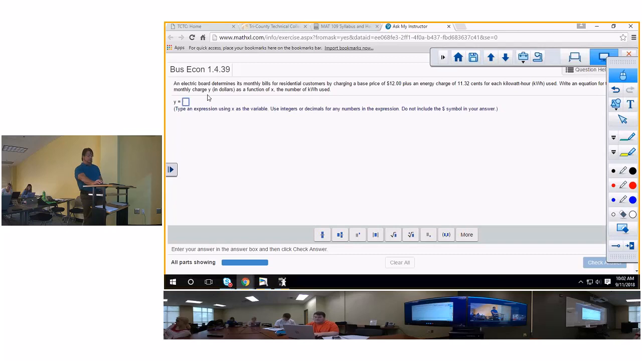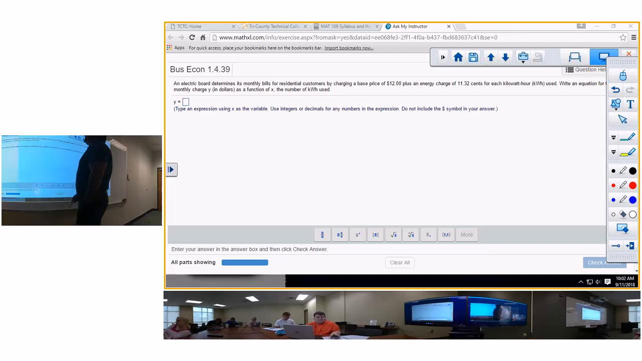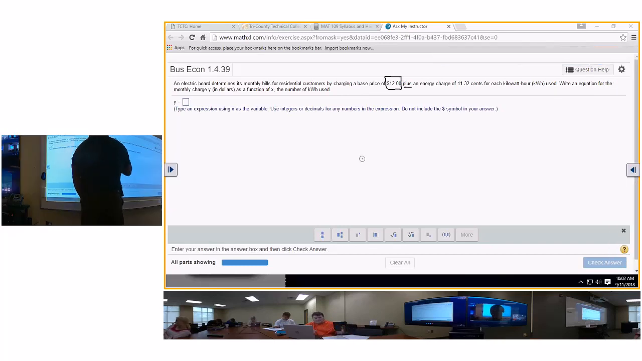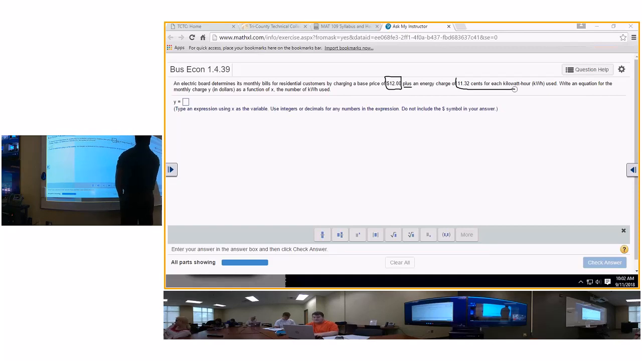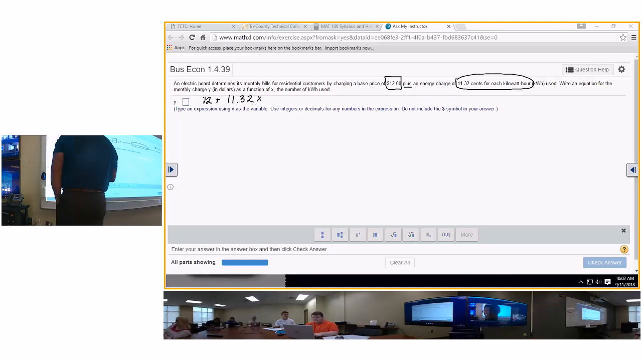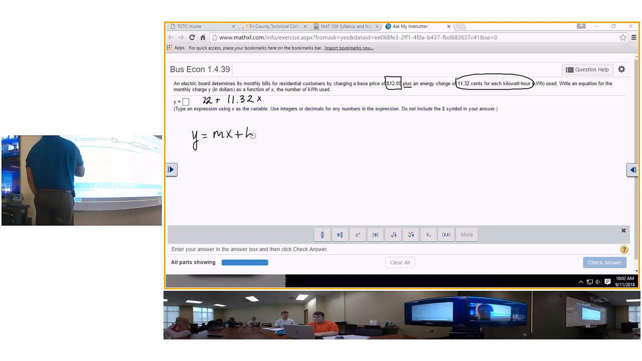So that's going to be, now you got to look at this. They're basically asking you to go back to pre-algebra and write a sentence. All right, by charging a base price of $12 plus 11.32 for each what? So that is y is equal to 12 plus what? 11.32 times what? Now we don't write x second. We write y is equal to what? mx plus what? b.